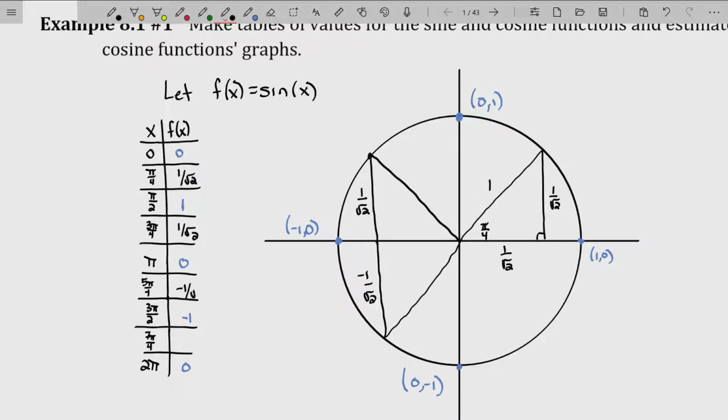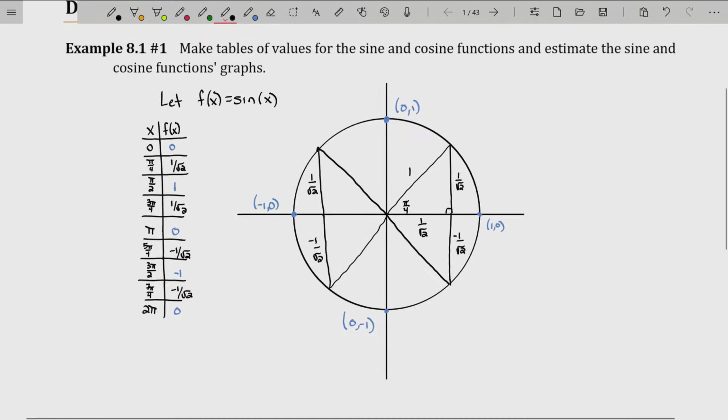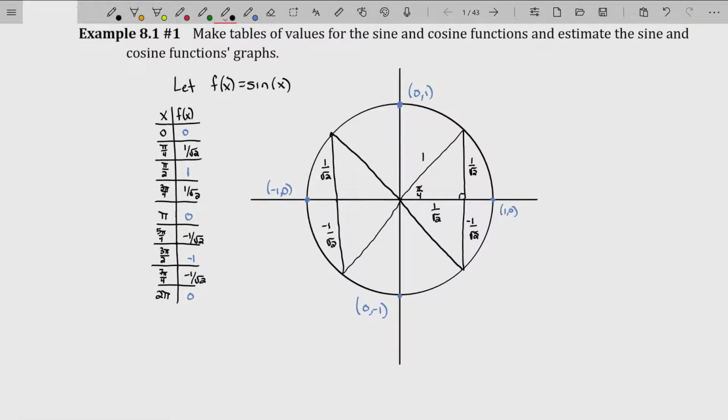Again, from the special triangles. And finally, if you're facing 7 pi over 4, your y value is again negative 1 over root 2. And there we go. So this gives us enough information to graph on the Cartesian coordinate system.